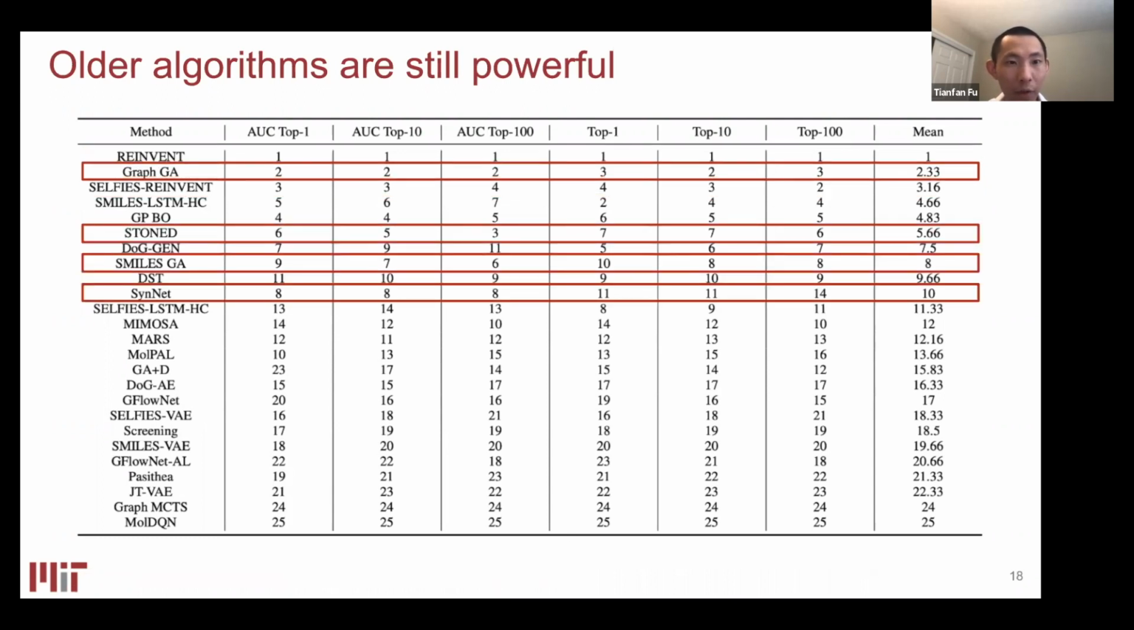Another example is genetic algorithm. We find among the top 10 methods, there are 4 genetic algorithm-based methods, which is very surprising and shows that older algorithms are still powerful.